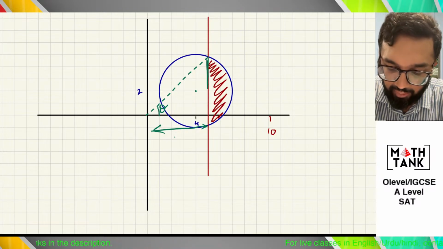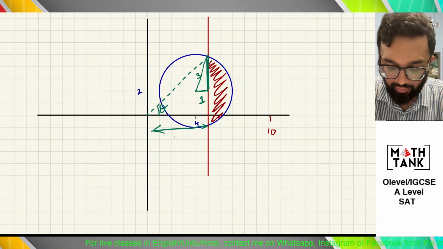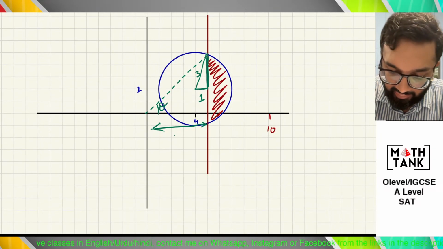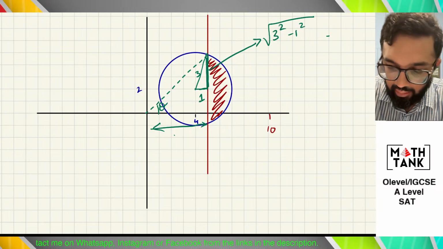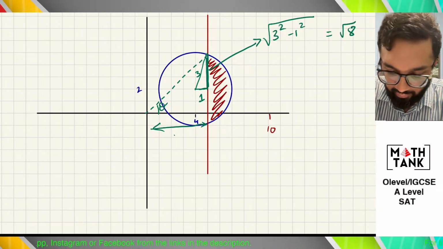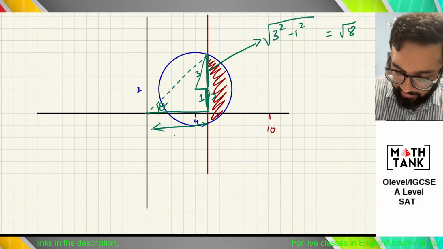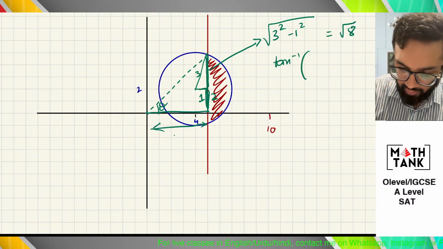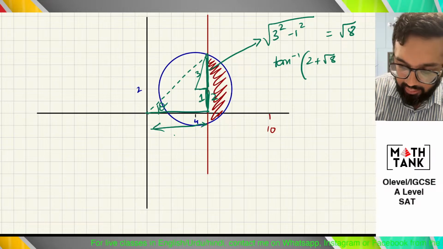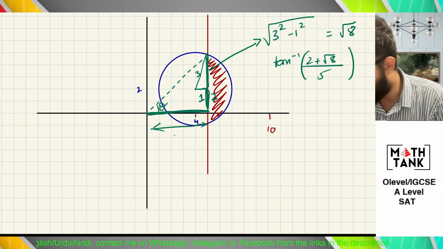What is that going to be? If you notice, this distance is 1, and if I draw a line from the center, that will be a line of 3. Okay, so can I say that this vertical distance is going to be under root 3 squared minus 1 squared? So that gives me root of 8. So if this is root of 8, if you notice this triangle, the height is 2. So what I can simply then say is tan inverse. What is the total height? 2 plus root 8. And what is the adjacent? That's 5.